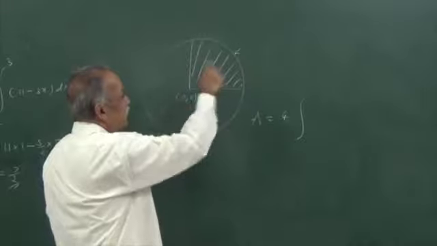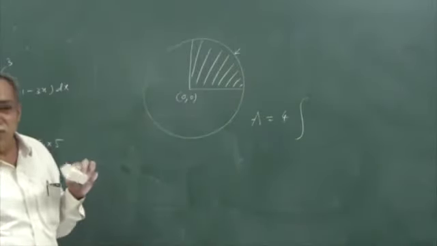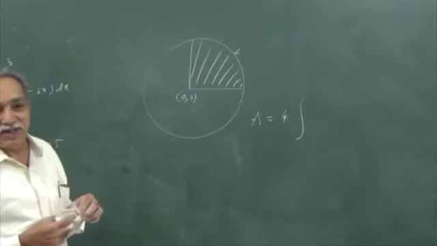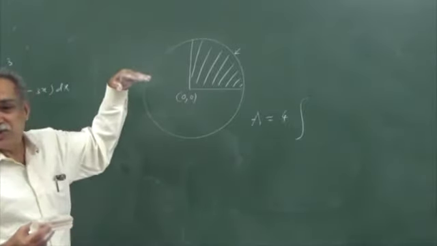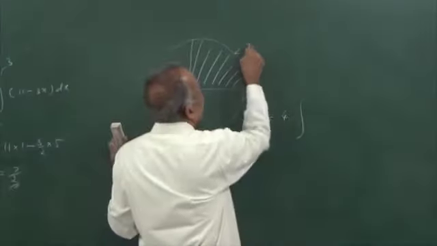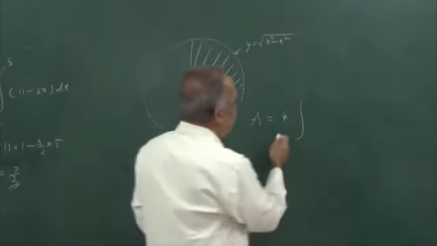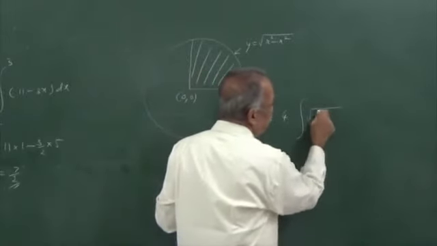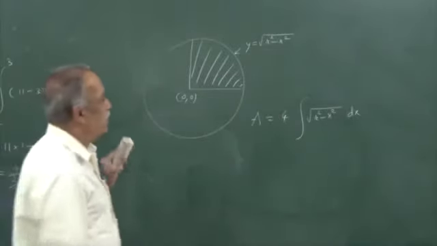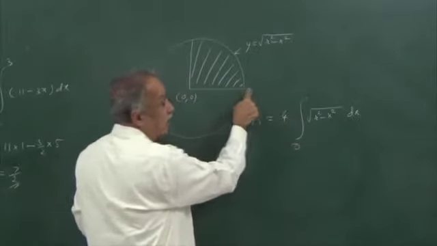The equation of the circle with center origin and radius r is x square plus y square equals r square, or y square equals r square minus x square, or y equals plus or minus root of r square minus x square. For the upper portion, the sign to be chosen is plus. So my area will be 4 times the integral of root of r square minus x square, y dx. Limits are x at this point 0, x at this point r.